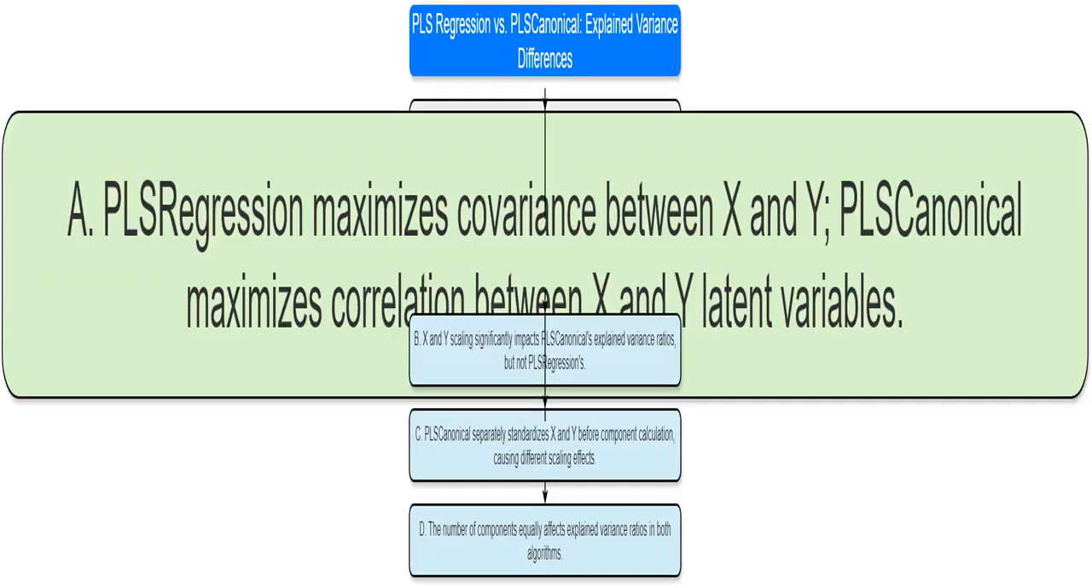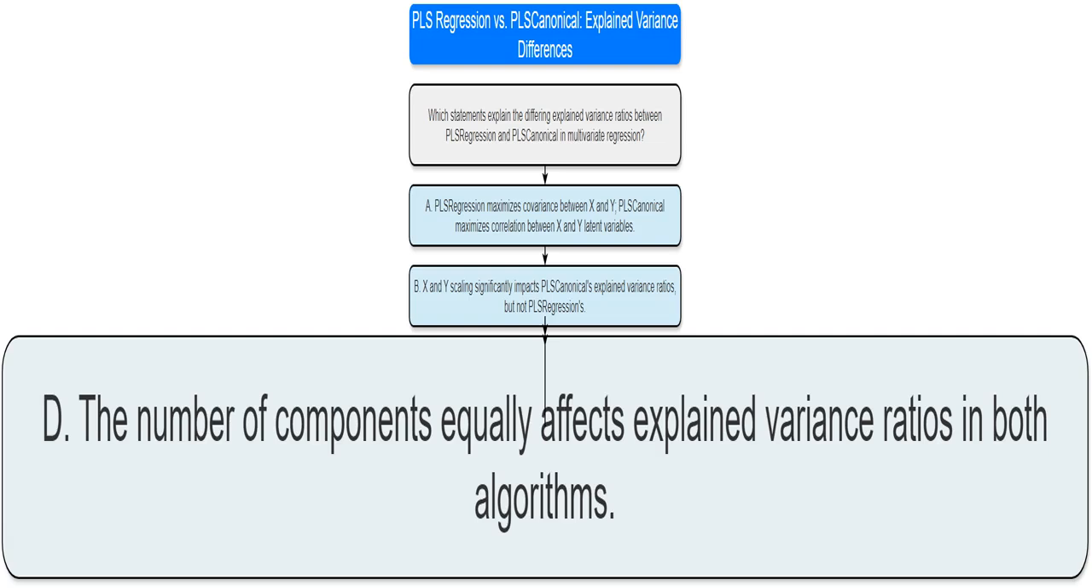This statement highlights the core difference. PLS regression tries to find components that maximize the covariance, a measure of how much two variables change together. PLSCanonical aims for maximum correlation, a measure of how strongly two variables are related, regardless of their scales. Think of it like this: covariance cares about the magnitude of change, while correlation just cares about the direction. While increasing the number of components in both methods affects how much variance is explained, it doesn't explain the difference observed between them. The difference in how they are sensitive to scaling is far more important in explaining the difference in explained variance ratio between them.